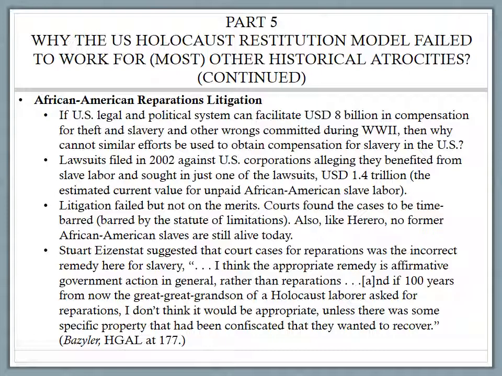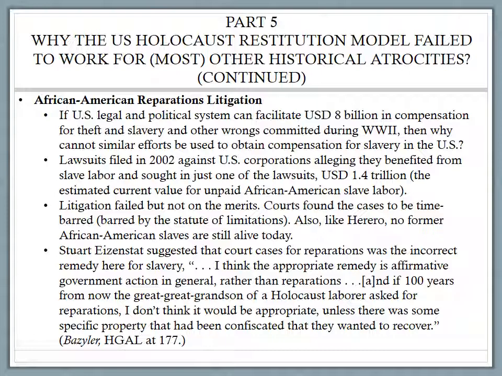I put the quote that Professor Baszler included from Ambassador Stuart Eizenstat in this lecture, and I liked it so much that I included it as a forum question today.